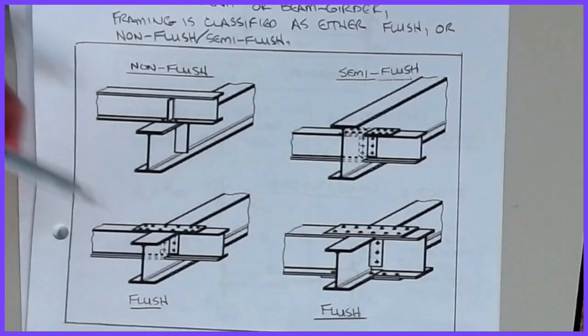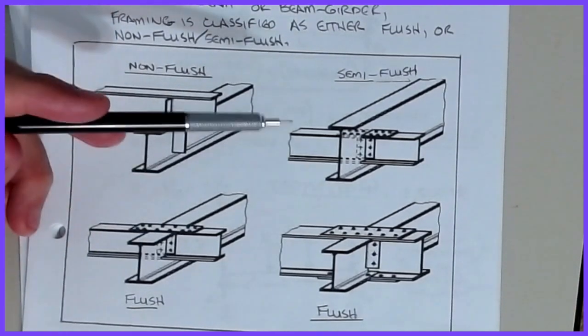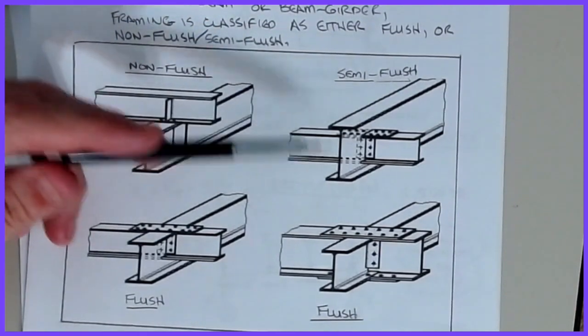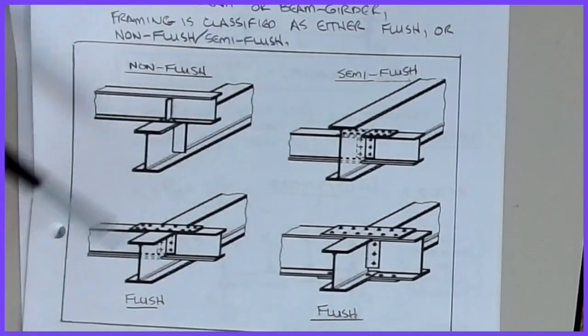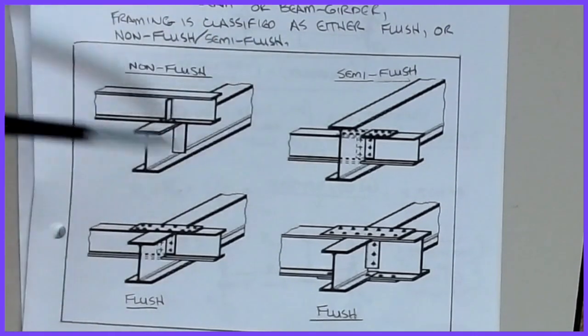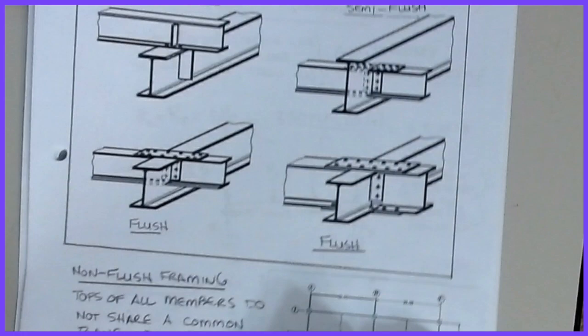All right, so those are our definitions: non-flush and flush, and then of course semi-flush is kind of a reverse, but we don't do a lot of this in structures, especially when concrete slabs are involved. So for the purposes of this class, we won't focus on that one, but these two we'll definitely be talking about. Okay, so here's where the differences are for non-flush.